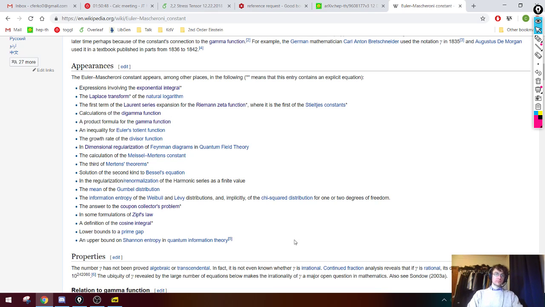But would you say that it shows up more or less often than e and pi? Less than e and pi, but it's probably in the top 10. It's after those guys. It's one of the runners up.